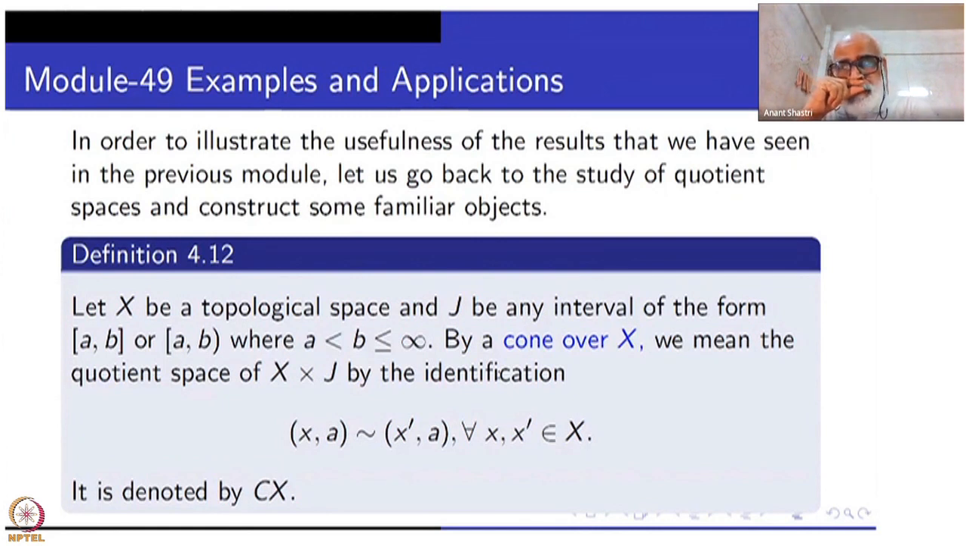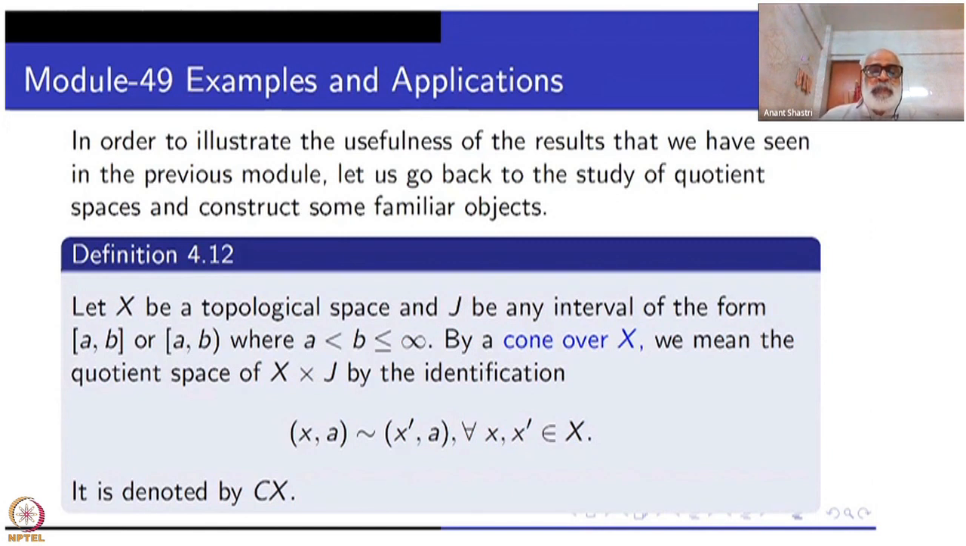By a cone over X, we mean the quotient space of X cross J by the identification (x, A) is identified with (x', A) for every x and x' inside X, and no other identification. That is the meaning of when you define a relation by declaring some rule. The rule is only this one. After that, by reflexivity, transitivity, symmetry, etc., the relation is completed as an equivalence relation.